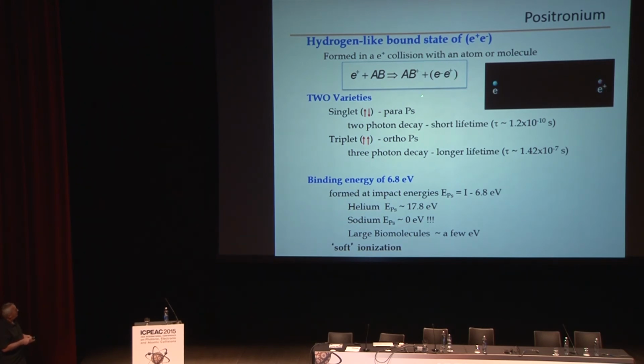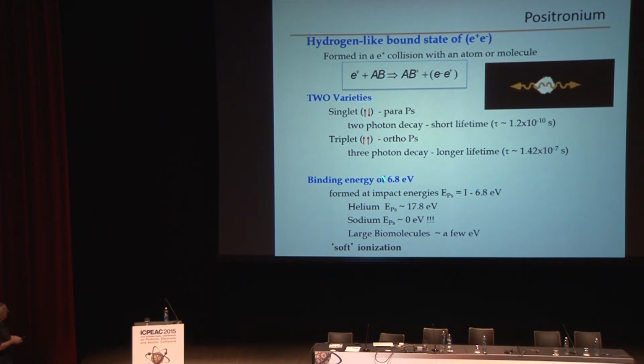Positronium can come in two varieties. The singlet, where the spins are anti-parallel, is known as parapositronium. It has a very short lifetime of around 120 picoseconds. The one that's used more often and is of more interest to us is orthopositronium, the triplet variety, which decays by 3 photons, and its lifetime is 142 nanoseconds. So it hangs around, and you can use it. You can make beams of it, as we've heard in talks earlier in this meeting.